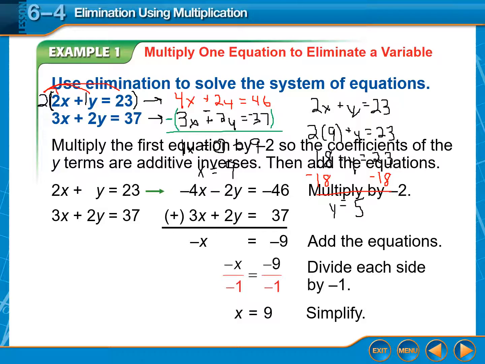So my solution to this system is x is 9 and y is 5. So I'm going to write that as an ordered pair. So 9 and 5. So that is my solution for this system. And I solved that by using elimination after I changed the first equation by multiplying it by 2.